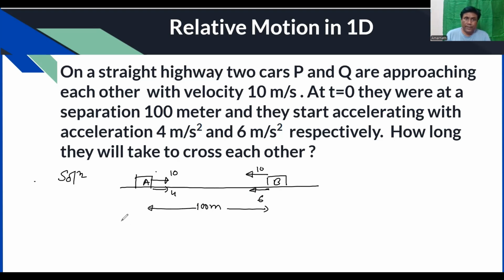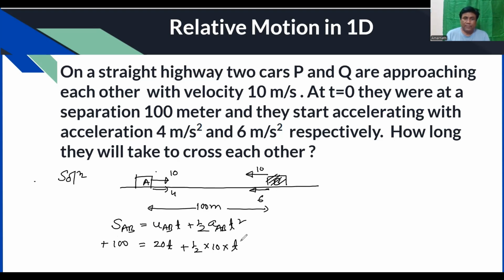So what do we do? Again, acceleration is constant, so we apply S_AB equal to U_AB T plus half A_AB T square. If I see from B, I can see A is moving towards right, because S_AB means I am the observer at B only. So it is 100. And UA minus UB will be 10 minus minus 10, so it will be 20. Half, acceleration of A minus acceleration of B, that is 4 minus minus 6, so it will be 10.